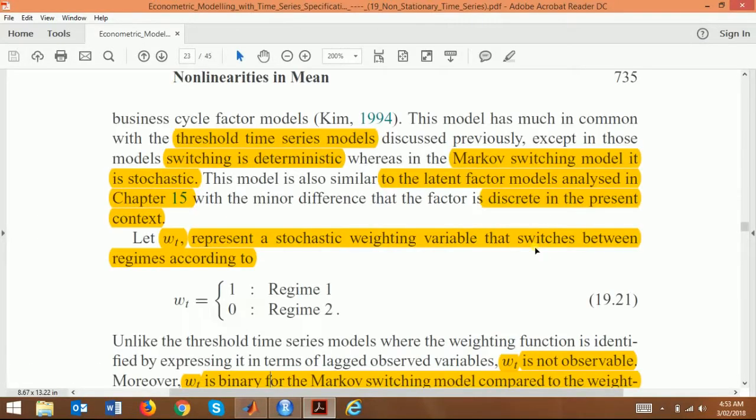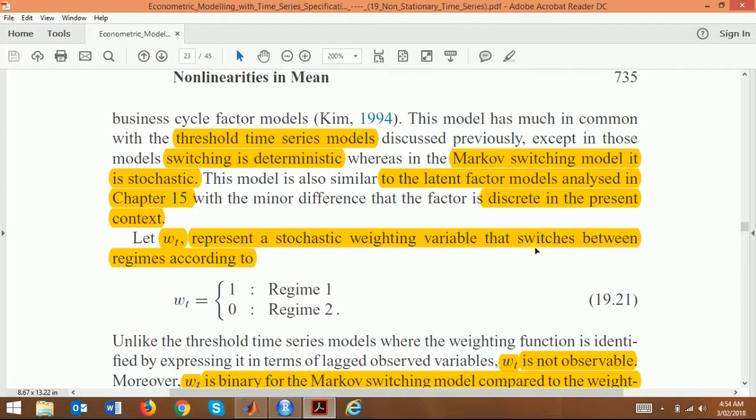And business cycle factor models. This model has much in common with the threshold time series models discussed previously, the TAR models, if you can recall. We had four types: TAR, STAR, SETAR, and we know how important it was for us to look into them with iteration. We tried to see in our threshold models that as the power of the model changes, the models tend to converge to linear models. Now, except in these current models, in threshold models switching is deterministic, whereas in the Markov switch model the switching is stochastic. So this time we might have to rely on random number generation.